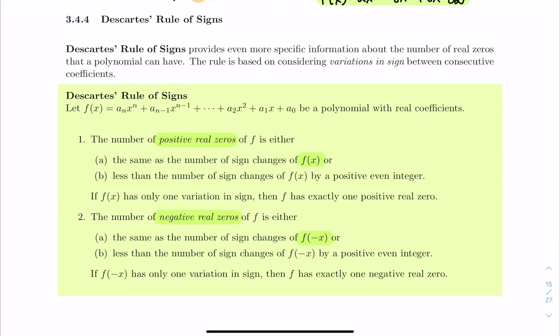If f of negative x has only one variation in sign, then f has exactly one negative real zero, and the same goes for if f of x has only one variation in sign, then f has exactly one positive real zero. So the test is the same for positive and negative. The only difference is with positive, we're looking at the original polynomial function, and with the negatives, we're plugging in a negative x and looking at that function.